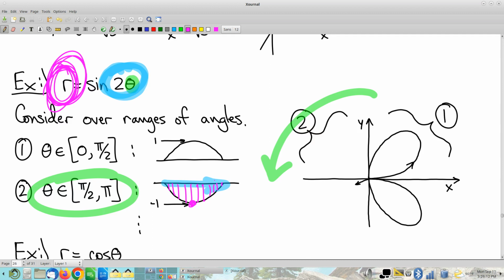Right? So this is a little bit weird to think about, but for example, a value of theta kind of like that, a negative r value puts you back here. Everybody on board? So, all together then, we're going to get things that look kind of like this.